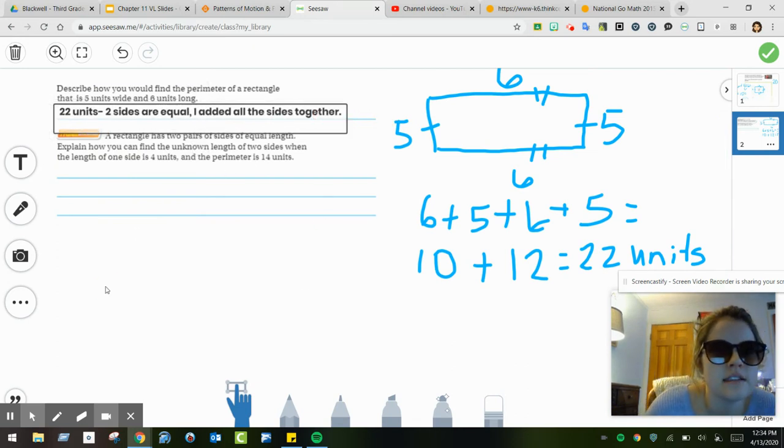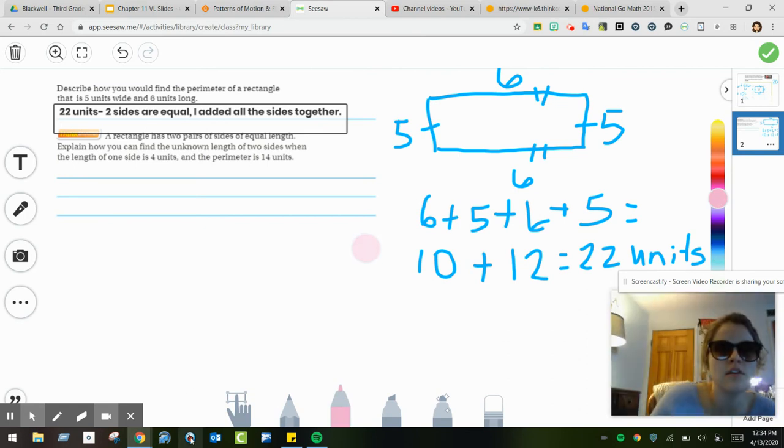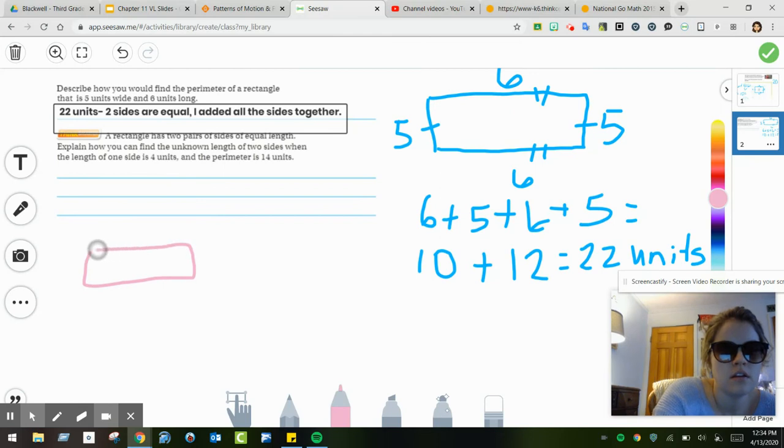A rectangle has 2 pairs of sides of equal length, just like this one was. Explain how you can find the unknown length of two sides when the length of one side is 4 units and the perimeter is 14 units. That's a small rectangle. That's okay. I'm going to go ahead and draw out my rectangle. Okay. It says the length is 4 units. Well, if I know that's the length there, I know that it's 4 on this side as well.